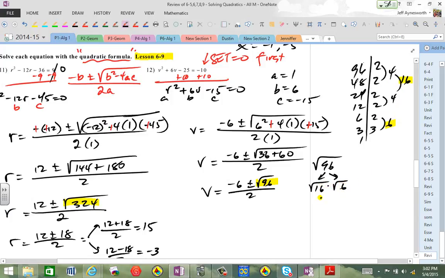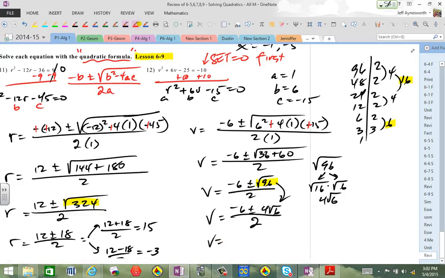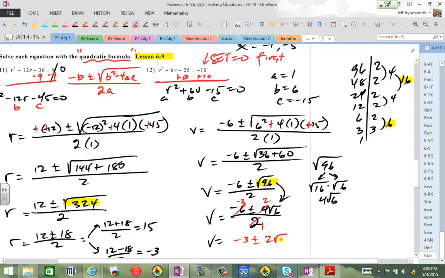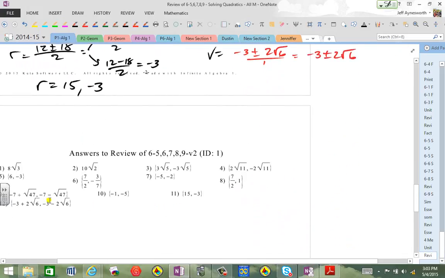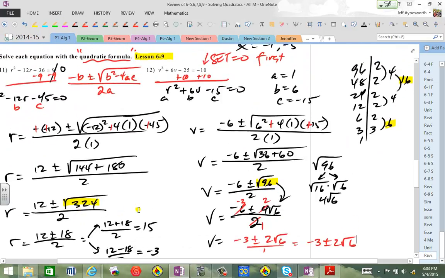So we have to change it. Negative 6 plus or minus 4 rad 6, all divided by 2. Okay, so what's v? Well, let's simplify, right? Divide them all by 2. So you get negative 3 plus or minus 2 rad 6 over 1, which is negative 3 plus or minus 2 rad 6. Which is what they got. Okay, there we go. So just remember on the quadratic formula that you better set equal to 0 first. Okay? We should probably highlight that. Make sure you do that.